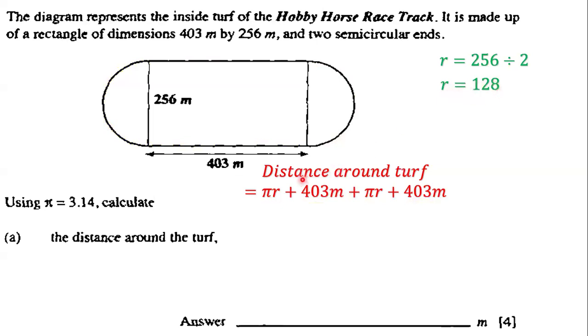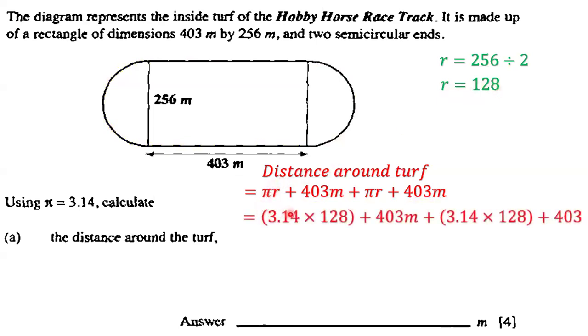So pi is 3.14 and r is 128, that's the radius. So it's going to be 3.14 times 128, and we have to add that with 403 meters. Let's multiply 3.14 times 128, which gives us 401.92 meters. We bring down the 403 meters.